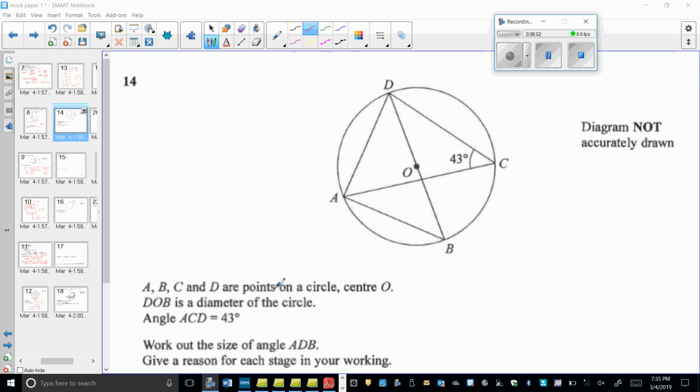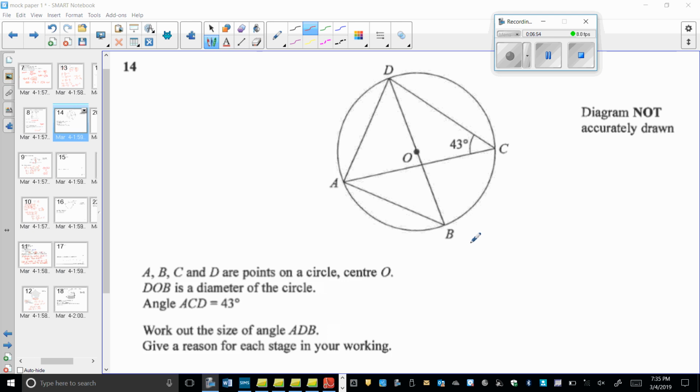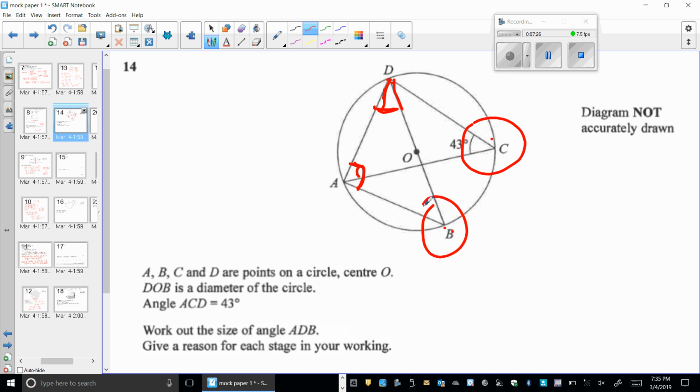Okay, work out the size of ADB. ADB. So we need to find this angle here. Give a reason for each stage of working. Alright, so the fact that this goes through the center should always give you a clue. And that this line here, the DB line, cuts it into 2 semicircles, which means that the total angle there is 90. This angle here on this arc, and this one here would be the same. They would be angles on the same arc, so that means that this angle is 43.